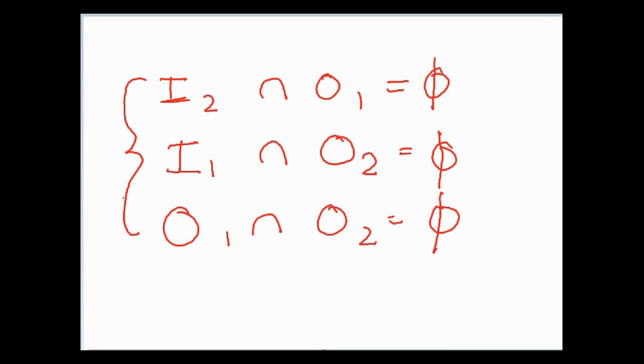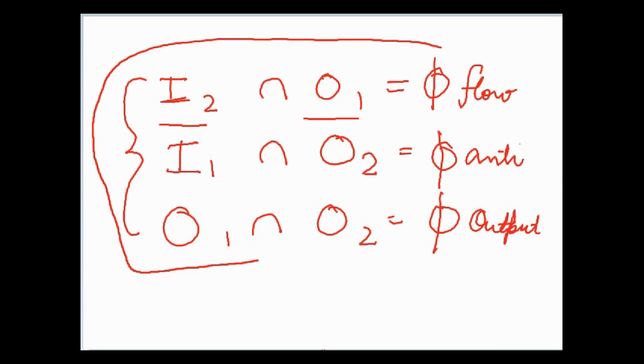If any of these conditions are not satisfied, we have something known as dependency. If there are common elements between the input of the second program and the output of the first program, this is called as flow dependency. If the input of the first program and the output of the second program have some common elements and there is some dependency there, this is called as anti-dependency. And if the outputs of the two programs are dependent, then the dependency is called as output dependency.